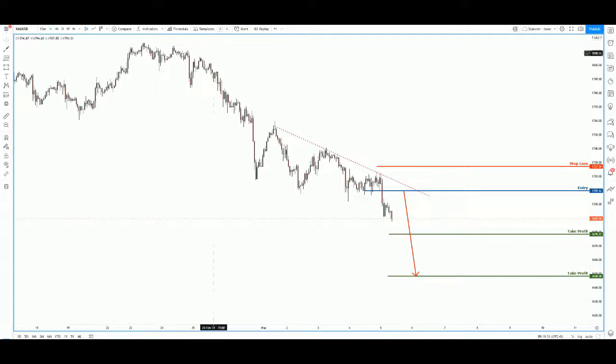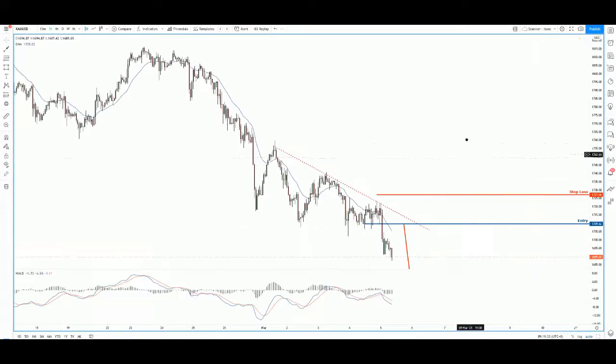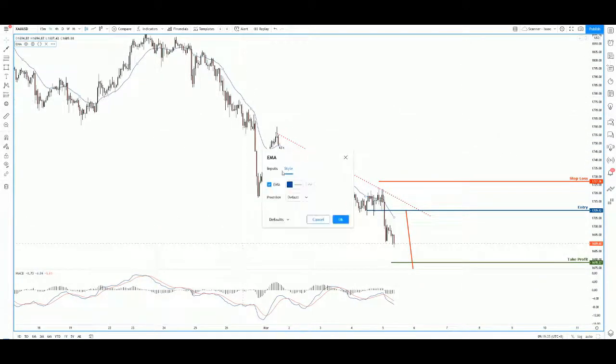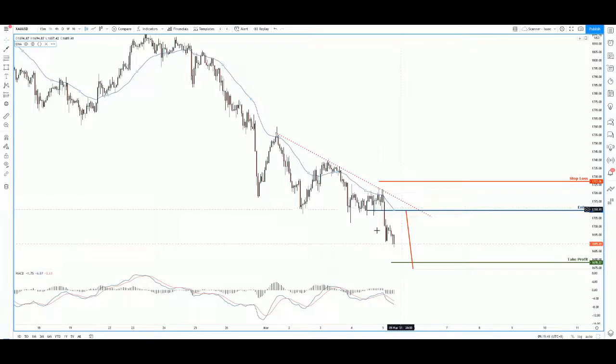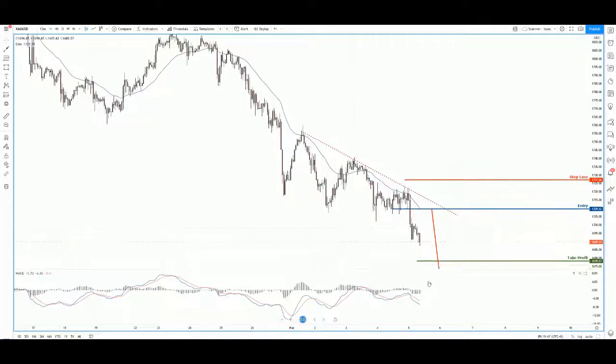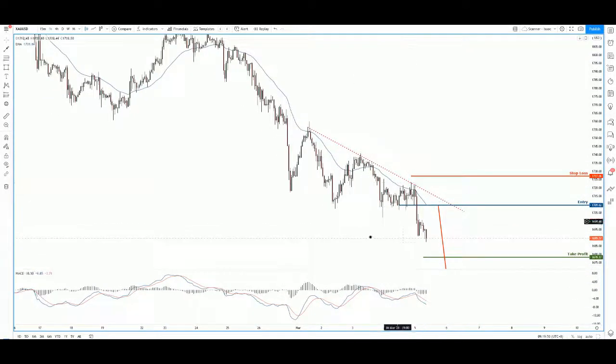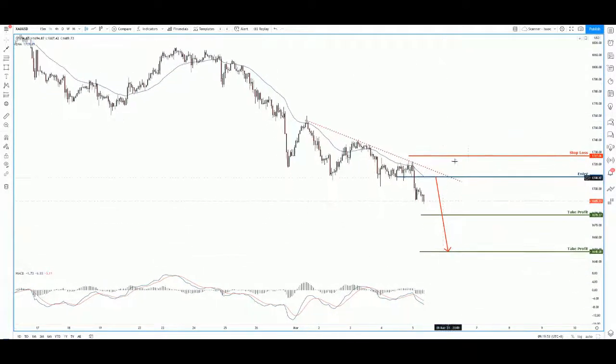Last but not least, you can also look at indicators. 21 is probably too sensitive, so I'll probably use something like 34. It holds the trend a lot nicer. Our entry is in line with the 34 moving average. MACD is below 0 as well, with no sign of bullish divergence. So we just have to wait for price to come back up to our entry level.